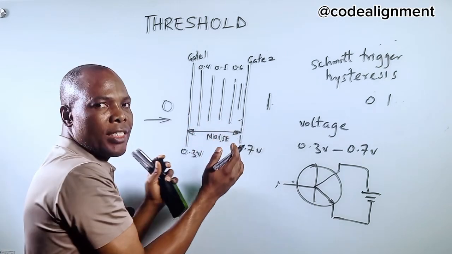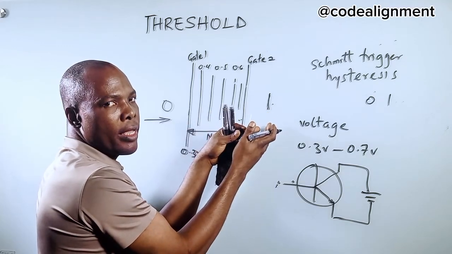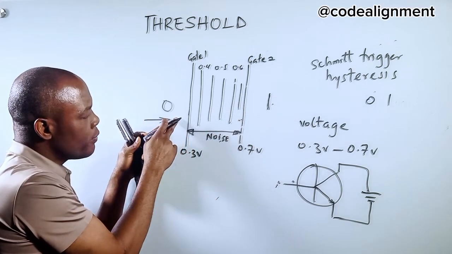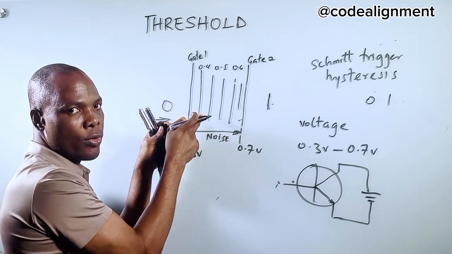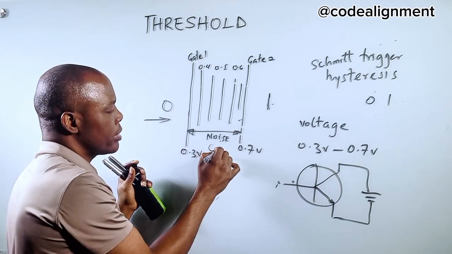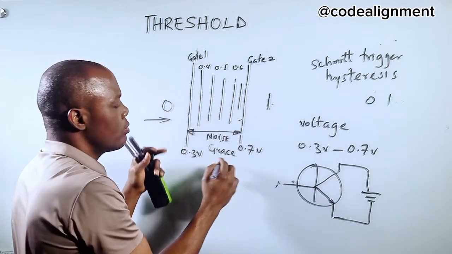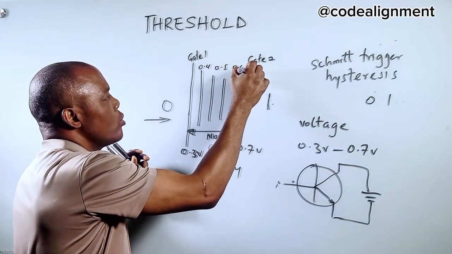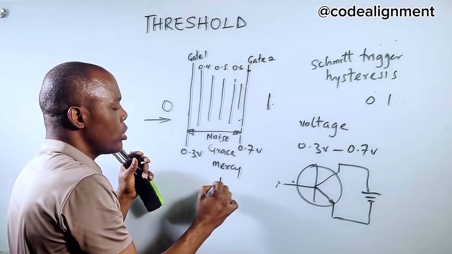So whether there is a fluctuation from this point to this place, it is still 1. Whether there is a fluctuation, it is still 0 if you are coming from this angle. So in religion, this is what we call grace. This gap between this place and this place is what we call mercy. This threshold, this point of switching, is what we call judgment.